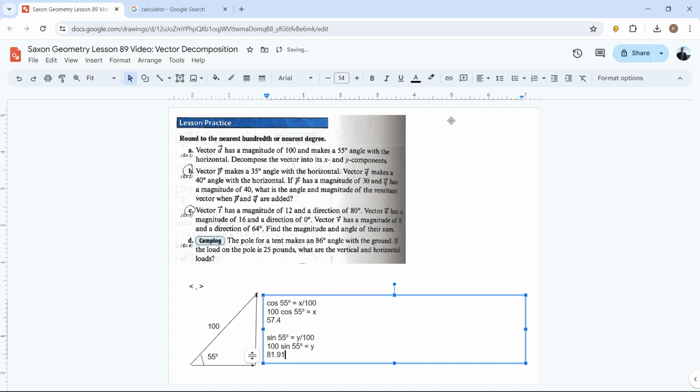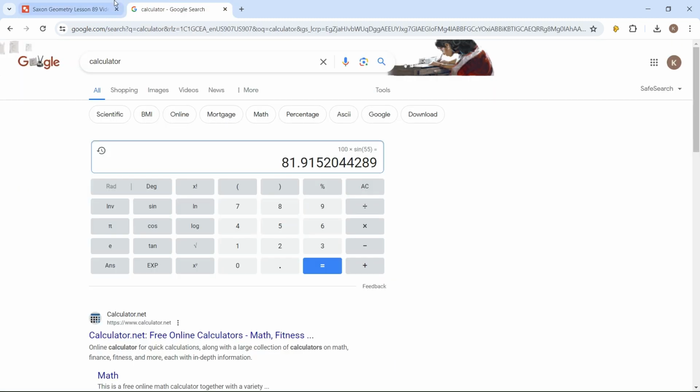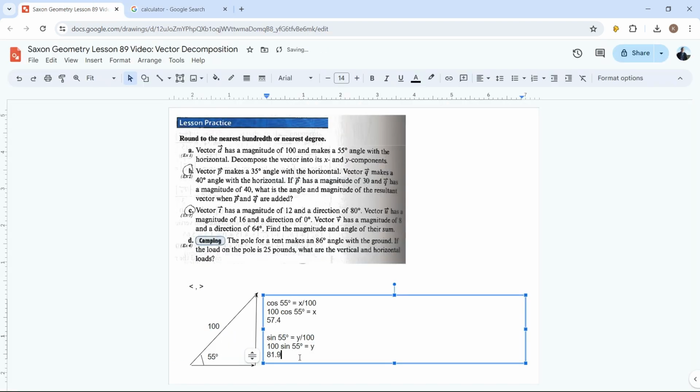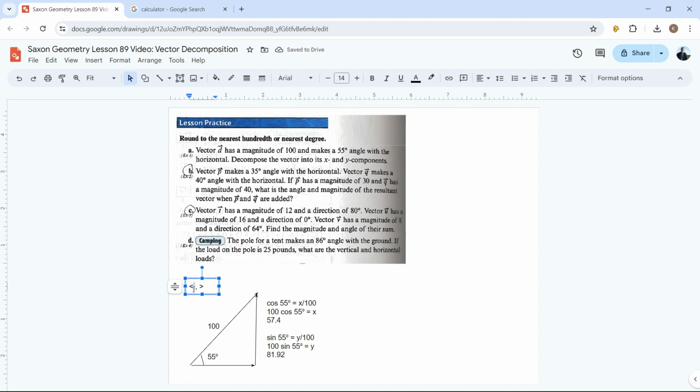81.91. Let me make sure I rounded correctly. 81.92. I did round incorrectly. So I would say that this vector has a horizontal component, an x of 57.4, and a y. I see now I only rounded to the tenths. 81.9, and that is my decomposed vector.